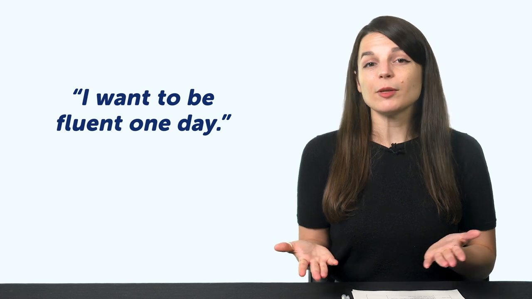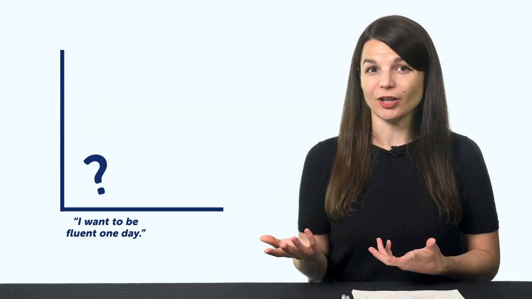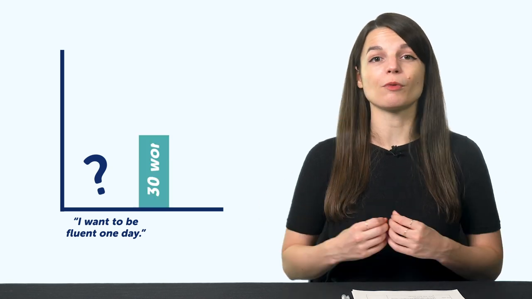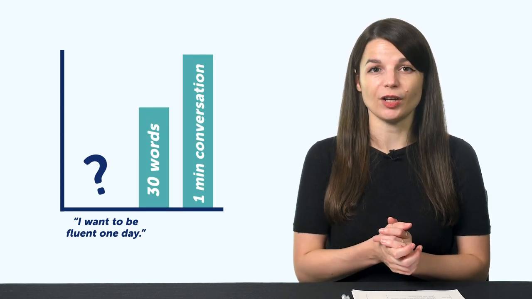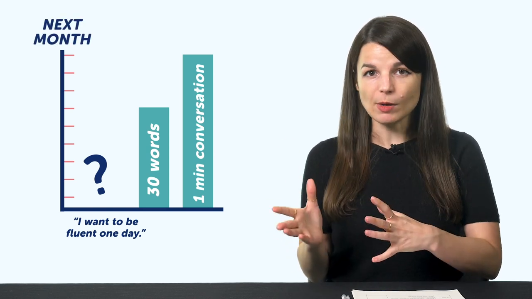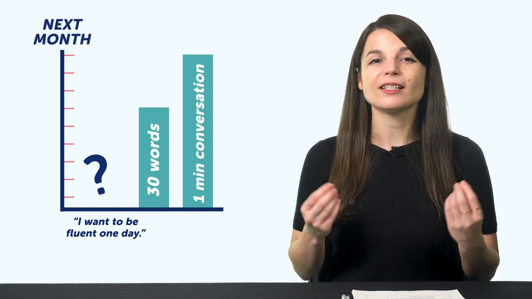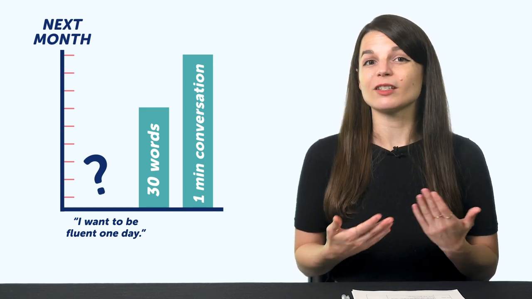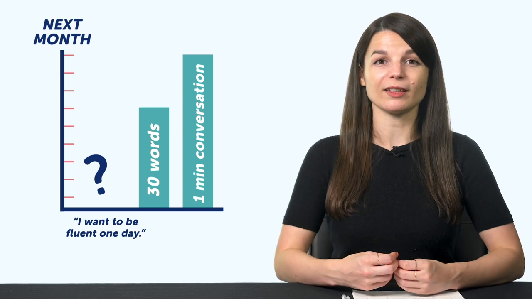Instead of saying, I want to be fluent one day, which you can't measure and can't precisely determine, aim for, for example, 30 words or 1 minute of conversation. You can measure these goals. If you have a deadline, like by next month, you know your time frame. And unlike a goal like, I want to be fluent, a goal like, I want to be able to talk for 1 minute is much more realistic.